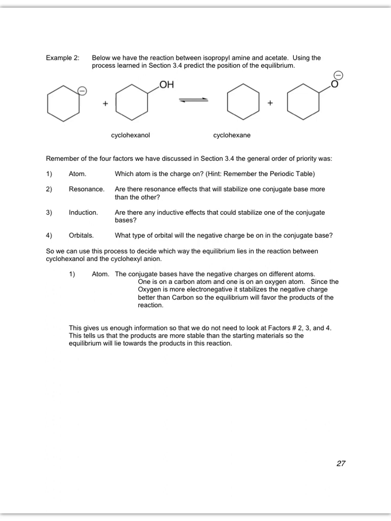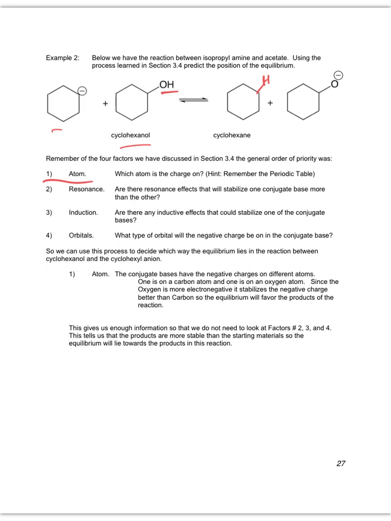Here's another reaction we have. Let me change away from the green pen. So we have the cyclohexyl anion and cyclohexanol reacting together to possibly form cyclohexane and the alkoxide from cyclohexanol. So now we look at the atom. We have a hydrogen on an oxygen and a hydrogen on a carbon we're talking about. So we have a difference in the atom that the hydrogen is on.